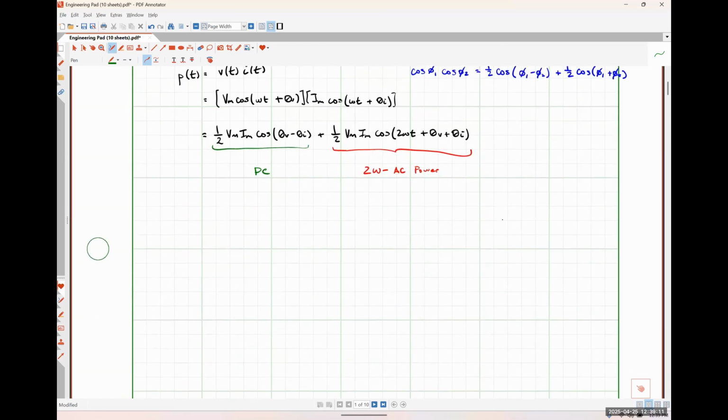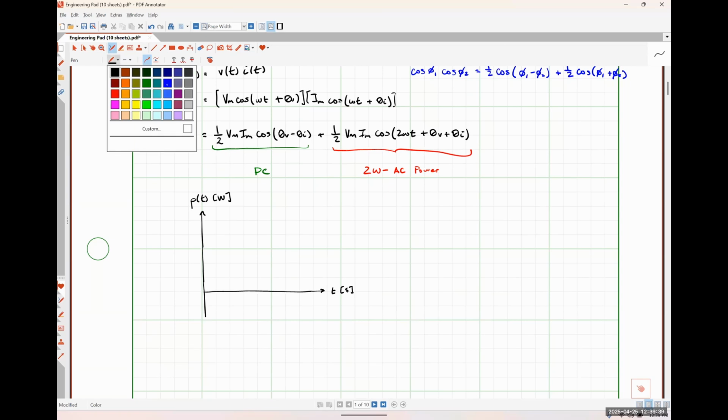So if we were to plot this instantaneous power as a function of time, it might look something like this. So here's P of t measured in watts. Here's t measured in seconds. And I'll use blue for the hell of it. So we may see something akin to this.